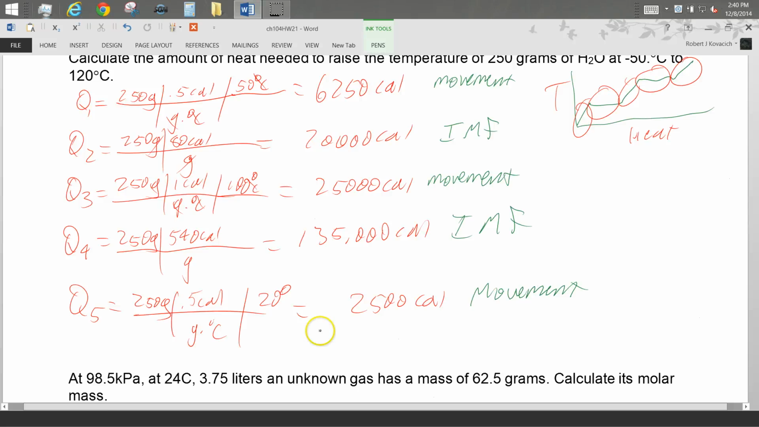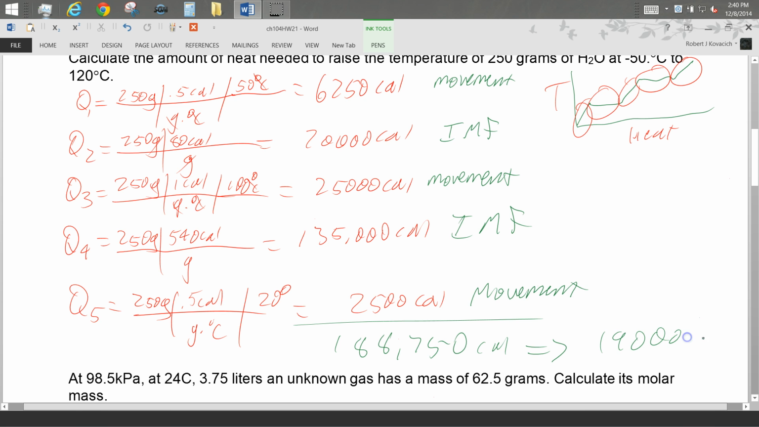So we wanted to know what the total is. So you just add these guys up. So I got 188,750. Sadly, I think we have 2 sig figs. So this is calories, so my answer is 190,000 calories. Are we good with that? Okay.